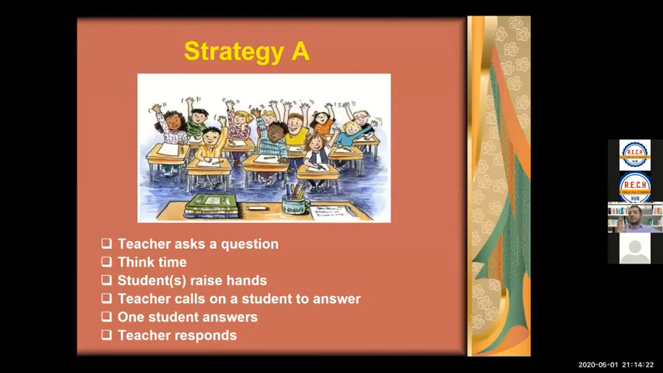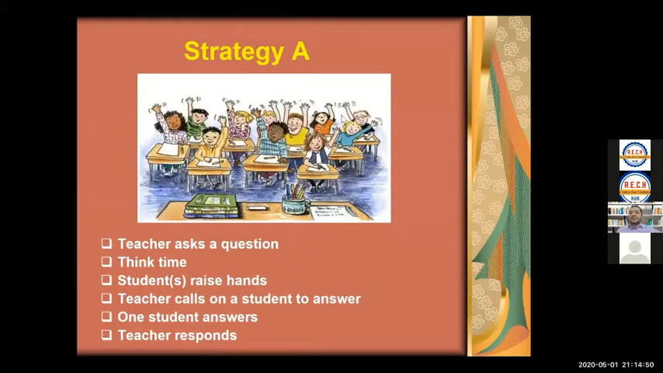Strategy A is just like the one that you can see on the screen now. This is a classroom. Students are very happy. They are raising hands. Teacher asks a question. He gives think time. Students raise their hands. Teacher calls on a student to answer. One student answers. Teacher responds or reinforces or asks other students to clap for that student and so on.